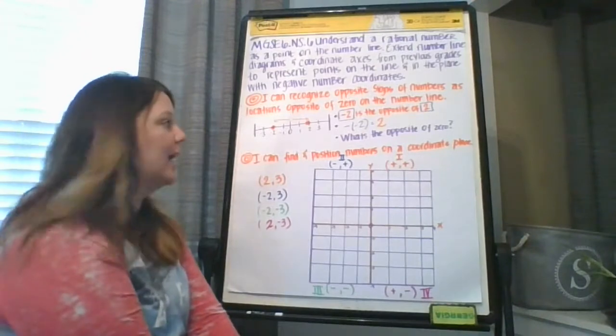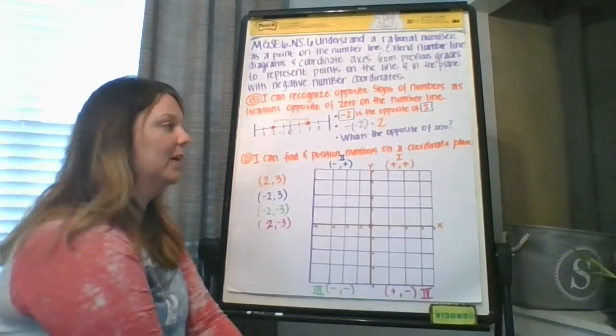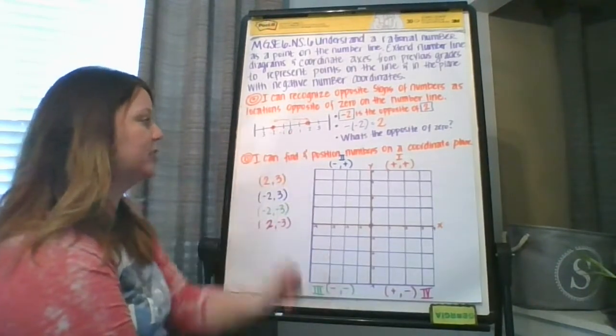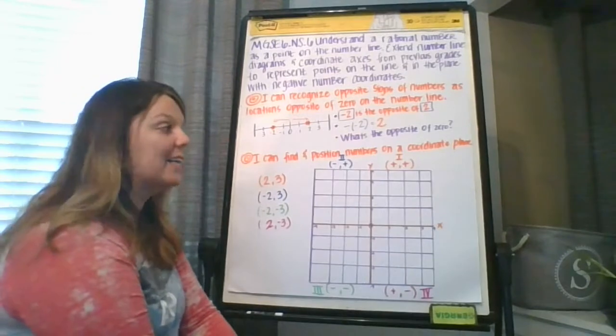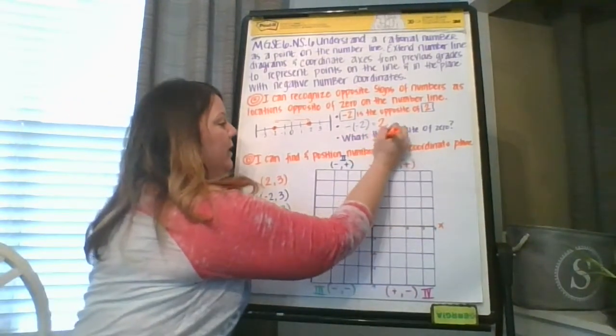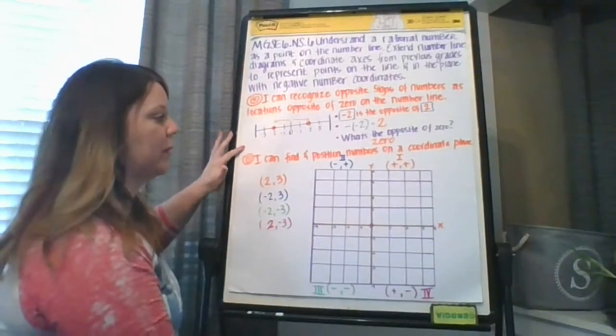The second thing we need to understand is, what's the opposite of 0? Well, 0 is 0 units to the right and 0 units to the left. It's just right there in the middle. So the actual opposite of 0 is 0 itself. 0 is its own opposite. So that covers the first part of the standard.